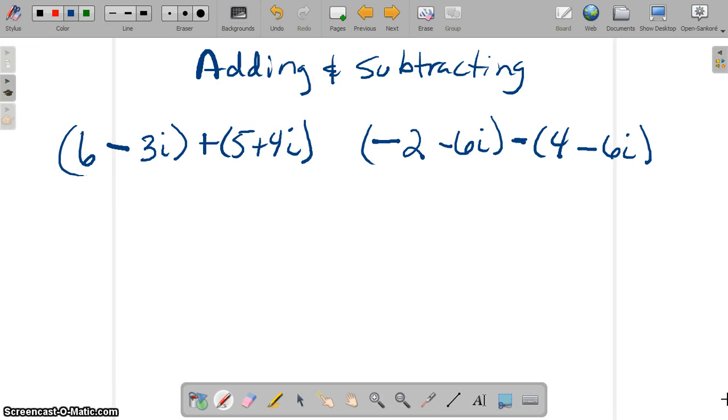Okay, now we're going to do a couple more things with complex numbers. We're going to add and subtract them and multiply them. And then I'll save division for another video.